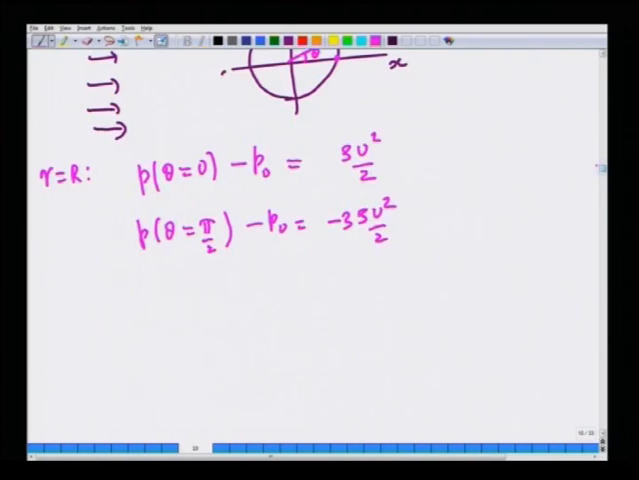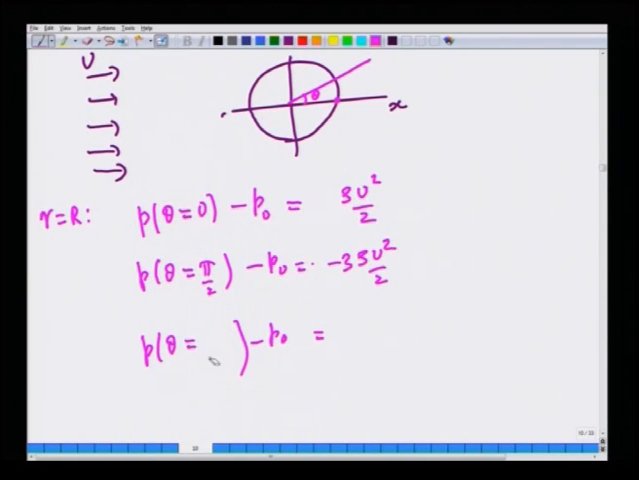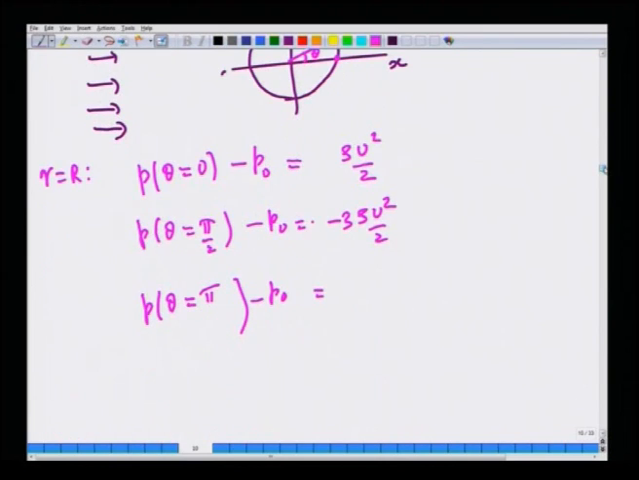Now, if you go around, pressure at theta equal to pi, sin pi is again 0, we will again get rho u squared by 2, and pressure at the value of 3 pi by 2 minus p naught, we will again get minus 3 rho u squared by 2.